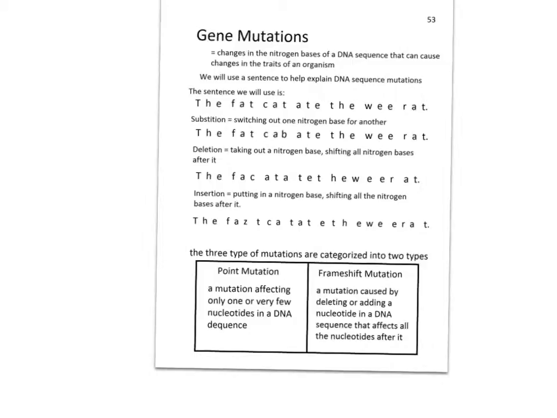So again, gene mutations are talking about changes in the nitrogen base of DNA. There are three types: substitution, deletion, and insertion. Substitution, switching one out, deleting, taking one out, inserting, putting one in. And then substitution is a type of point mutation where only one or very few nucleotides are affected. Frame shift is taking away or putting one in to the sentence and shifting everything thereafter.